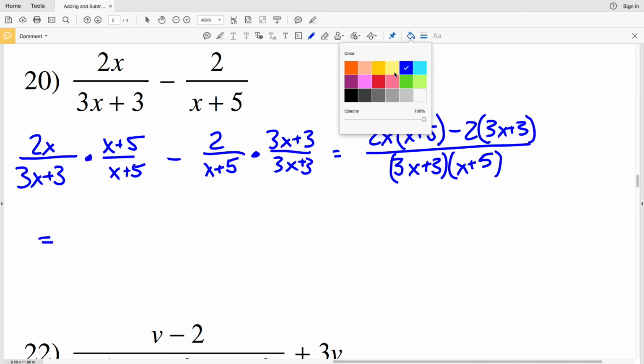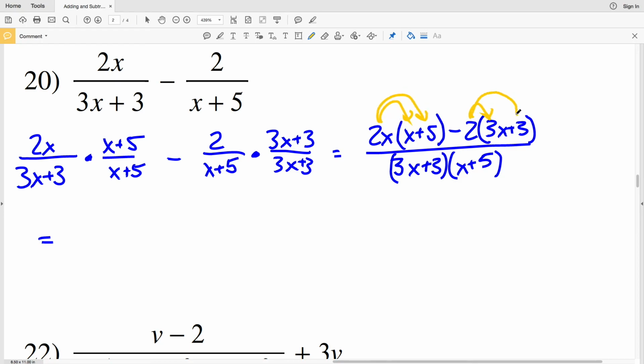Now, once I distribute in my numerator, I'll distribute 2x to x, and then 2x to 5, and then 2 to 3x, and 2 to 3. So 2x times x is 2x squared, plus 2x times 5, which is 10x, minus 2 times 3x, which is minus 6x, and then minus 2 times 3, which is minus 6, and that's all over my denominator.